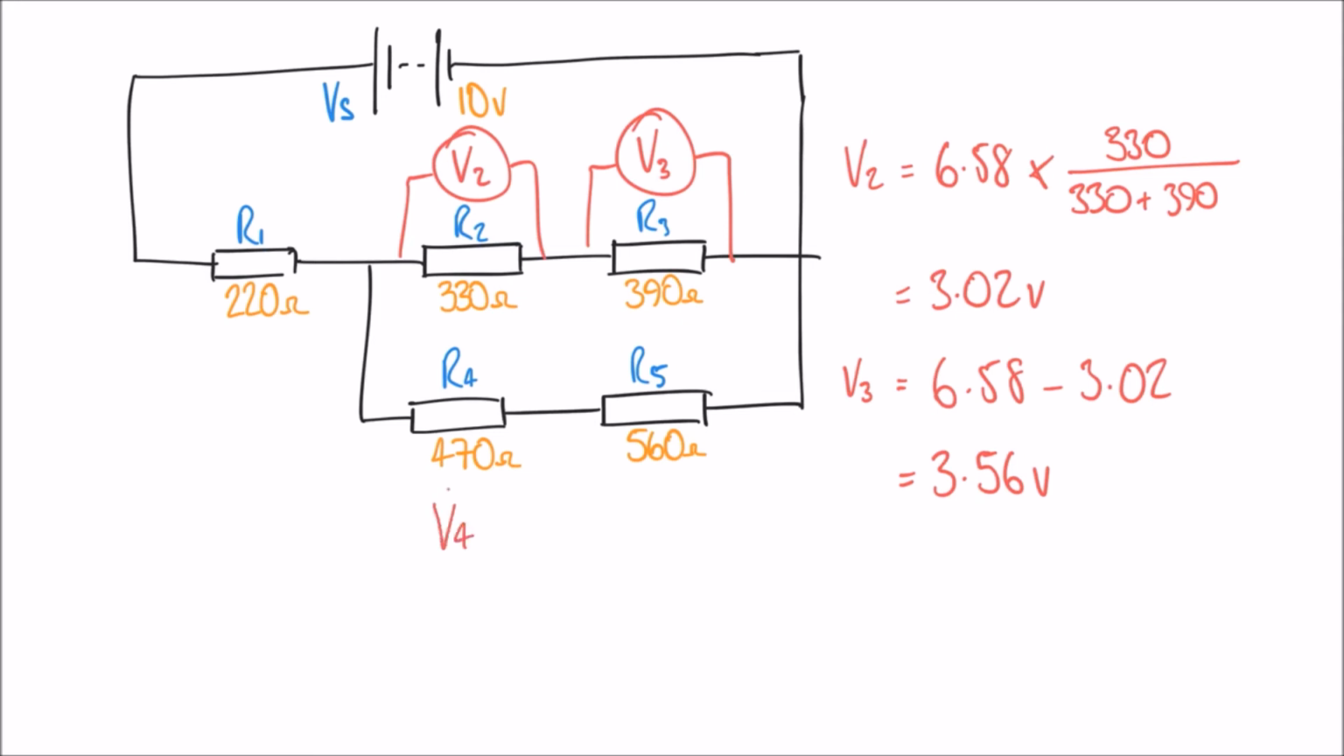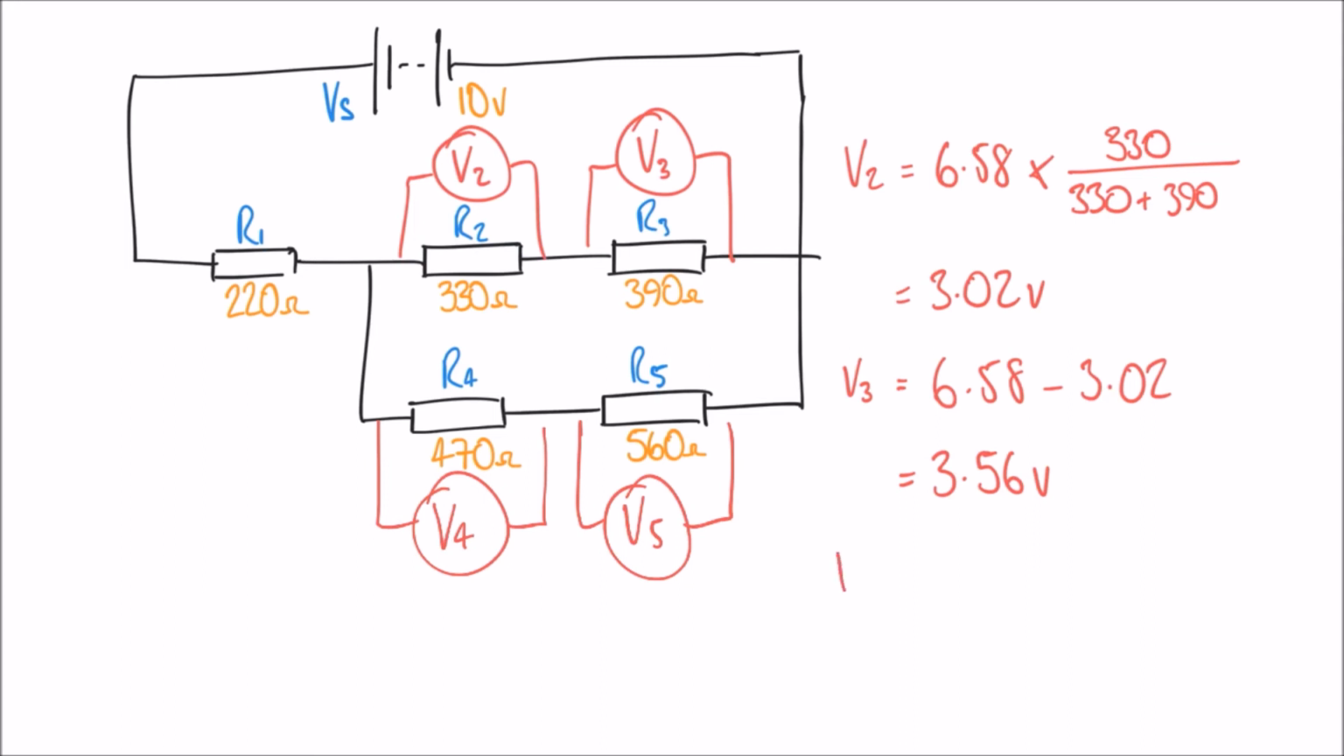We can do the same thing again here for the bottom two voltages, because we can also work out V4, which is the voltage across R4, and V5, the voltage across R5, and we can use the same method to do this. So again, V4 and V5 are part of that same network that has 6.58 volts across them, and so we can set up the potential divider rule in a very similar way.